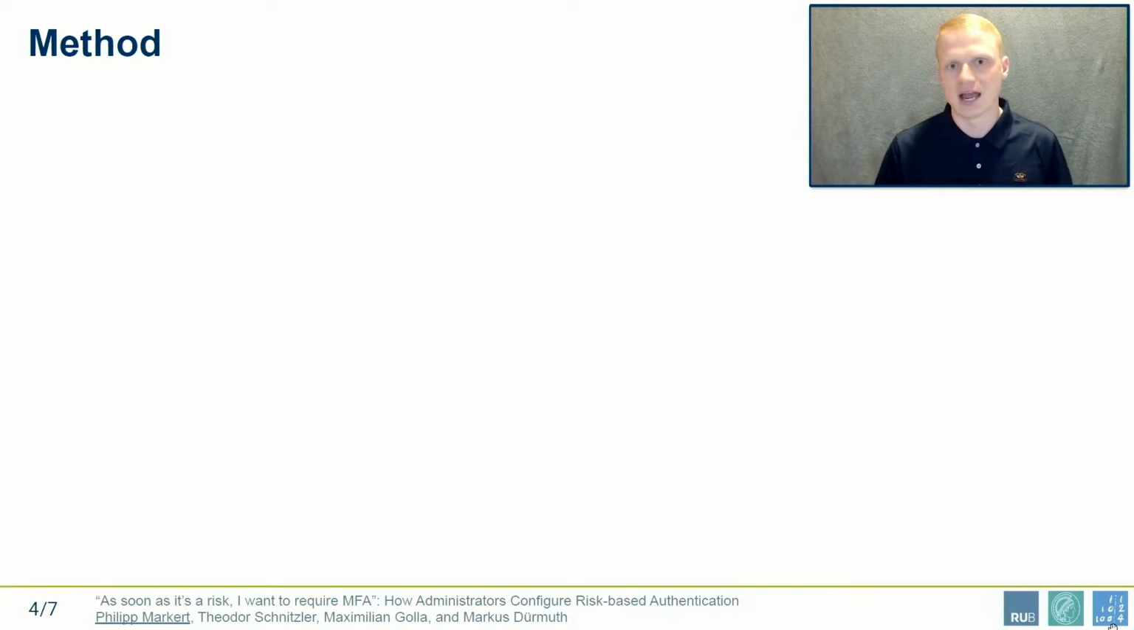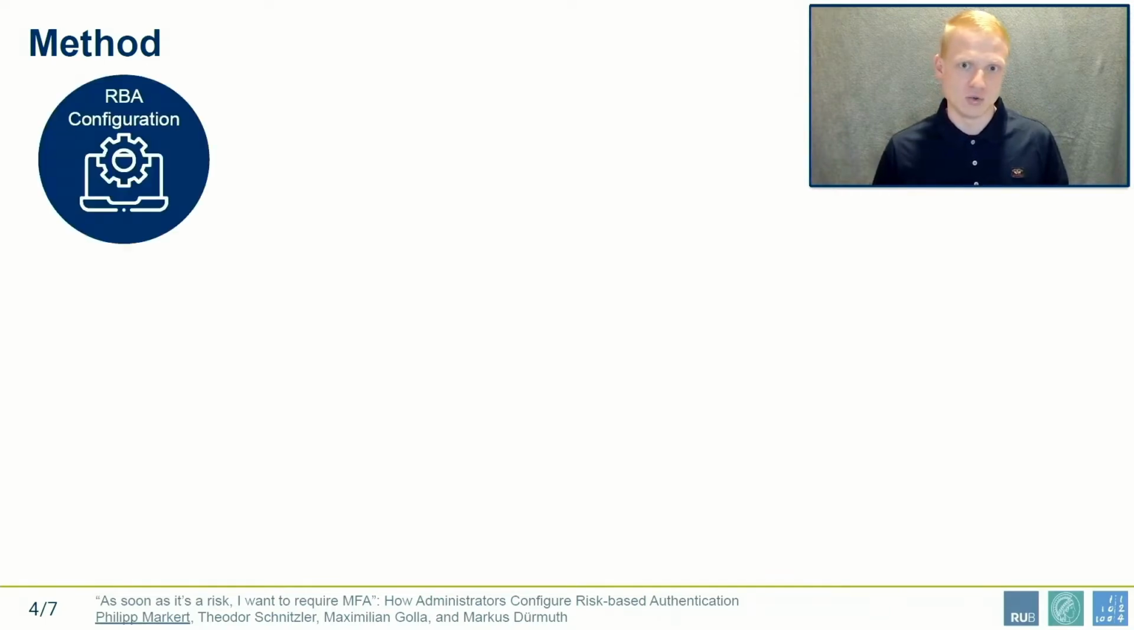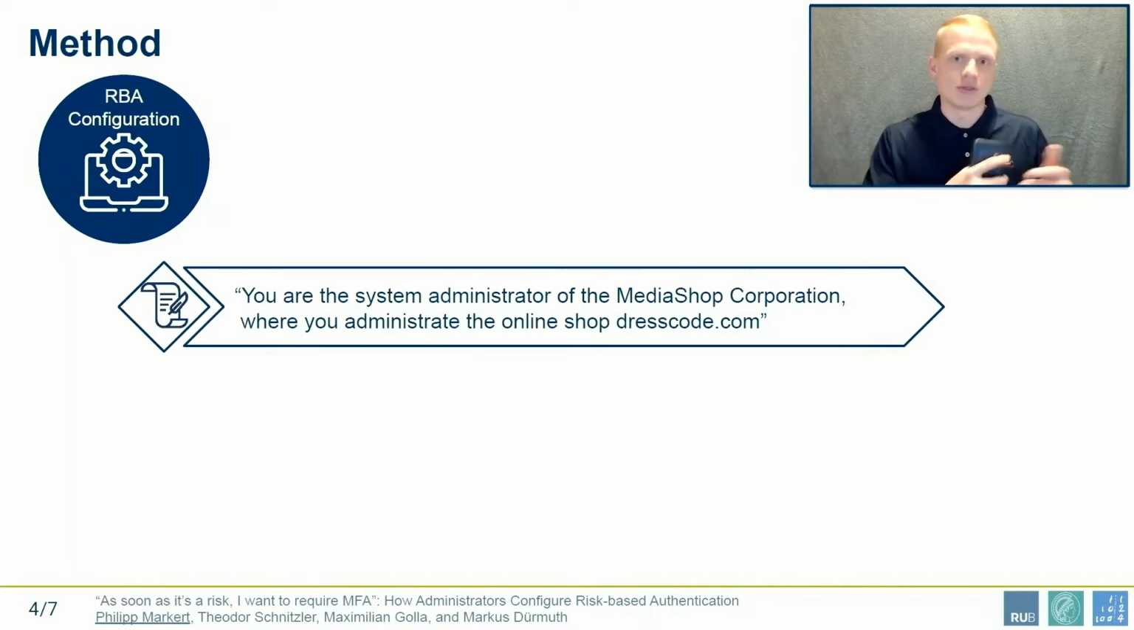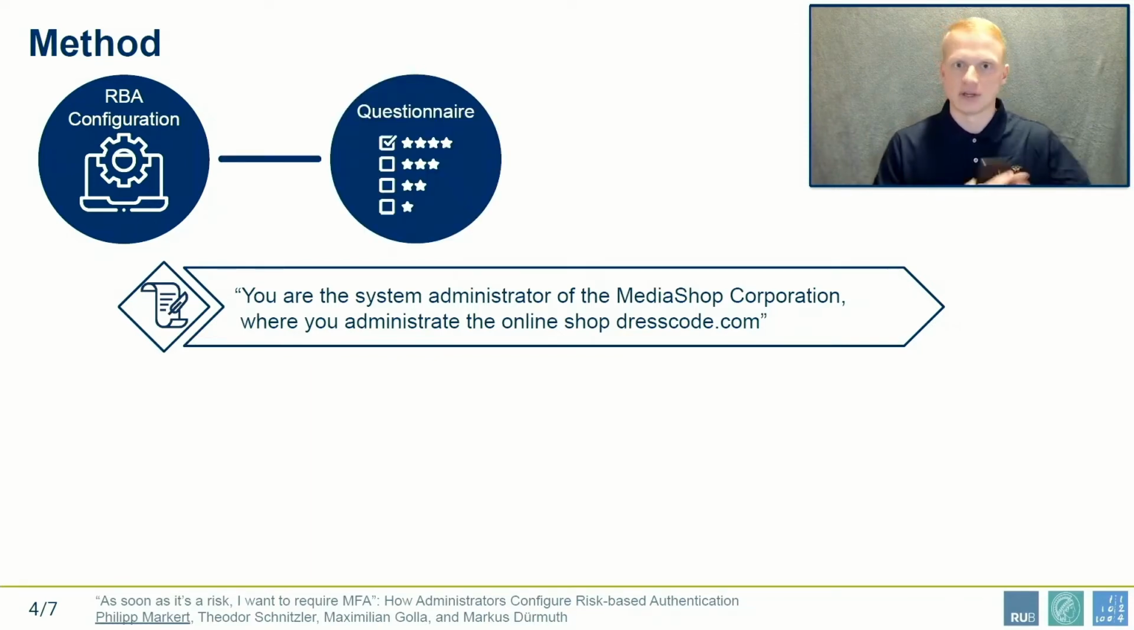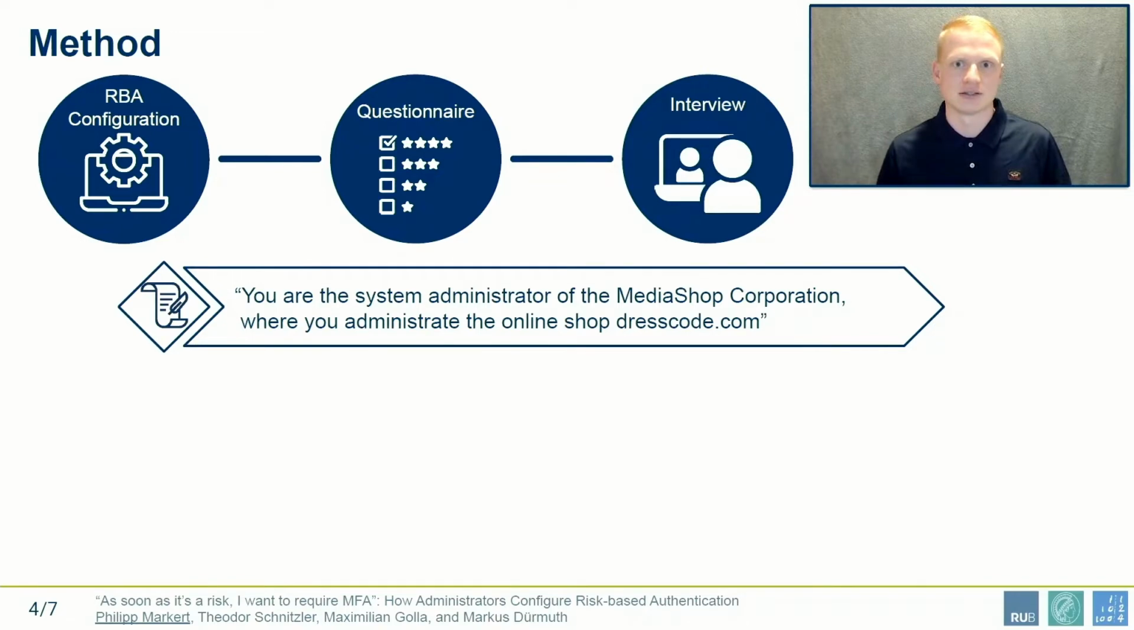Now, let's move on to the method. How did we answer our research questions? The first thing that we let our administrators do is we let them configure the risk-based authentication, again, based on a system that is influenced by Amazon. Before that, we gave them a scenario telling them, well, you're the system administrators of the Media Shop Corporation, and please enable risk-based authentication for the shop dresscode.com. Afterwards, they were given some questions. As part of that, for example, the system usability scale, and at the very end, our interviews, which we conducted with each of our participants.